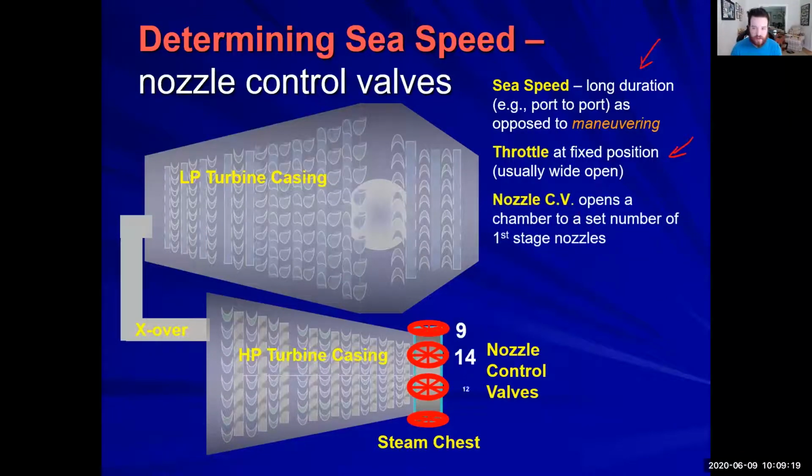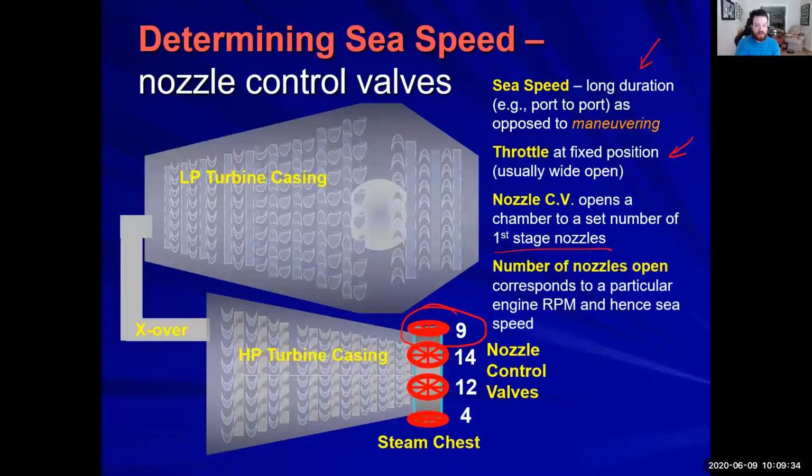Each nozzle control valve opens a chamber to a set number of first stage nozzles, and their numbers correspond to each one of these valves: 9, 14, 12, and 4. The number of nozzles open corresponds to a particular engine RPM and hence C speed.